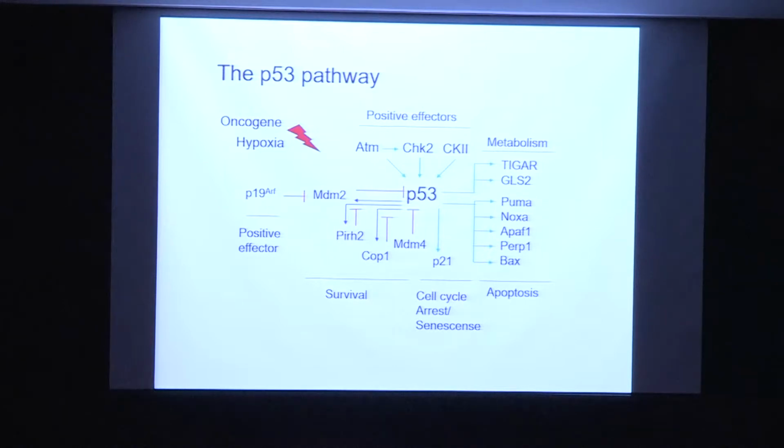The positive effectors are things that phosphorylate P53. Two important proteins on this slide that you'll hear about in a few minutes are these two proteins called the MDM proteins, MDM2 and MDM4, and these are absolutely critical inhibitors of P53. Okay. MDM2 has a special relationship with P53 because MDM2 is also a target of P53.